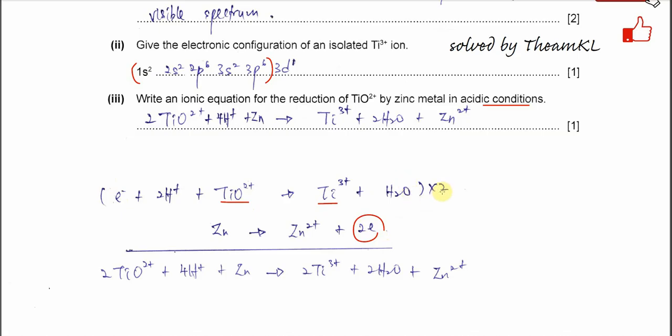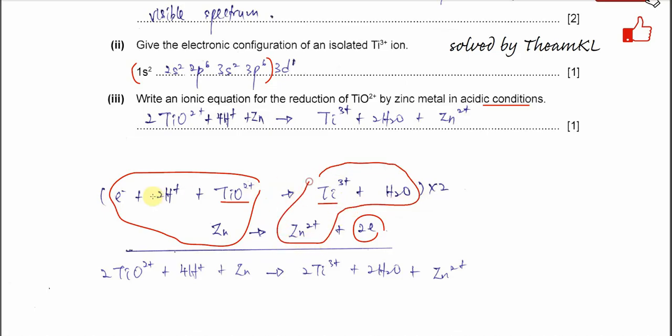Once it's times 2, you just sum up left to left, right to right. Of course, cancel the electrons, so you get this overall equation. All right, so you get this.